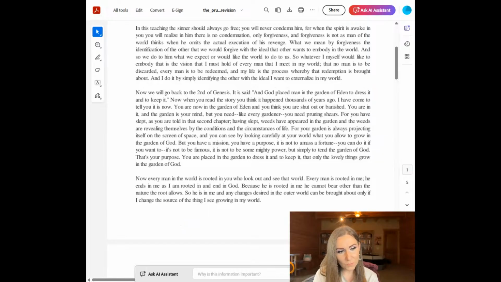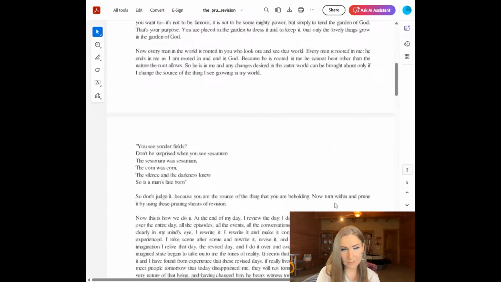Now, every man in the world is rooted in you, who look out and see that world. Every man is rooted in me. He ends in me as I am rooted in and end in God. Because he is rooted in me, he cannot bear other than the nature the root allows. So he is in me, and any changes desired in the outer world can be brought about only if I change the source of the thing I see growing in my world.